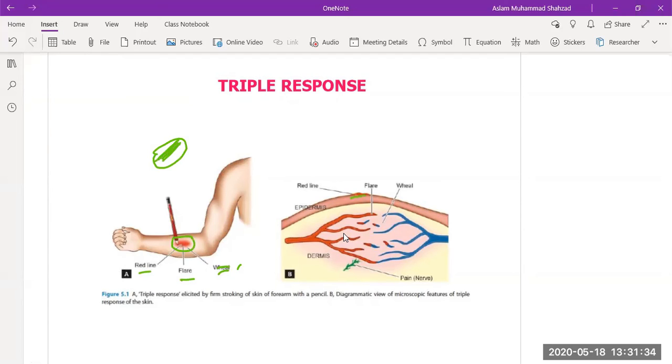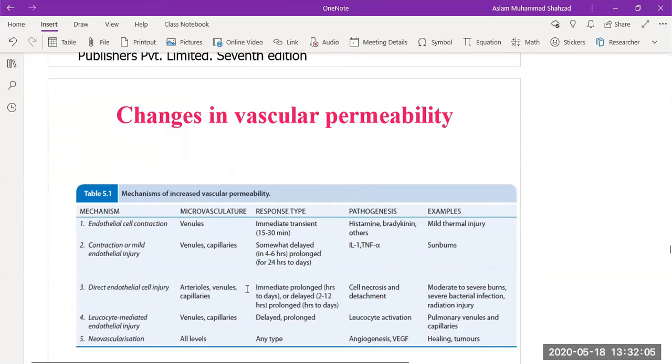On the upper surface there will be the formation of a wheel inside, and then there will be the flare formation. And what is flare? It is a bright reddish appearance of the flush surrounding the red line, resulting from the vasodilation of the adjacent arterioles. What will be the changes in vascular permeability?